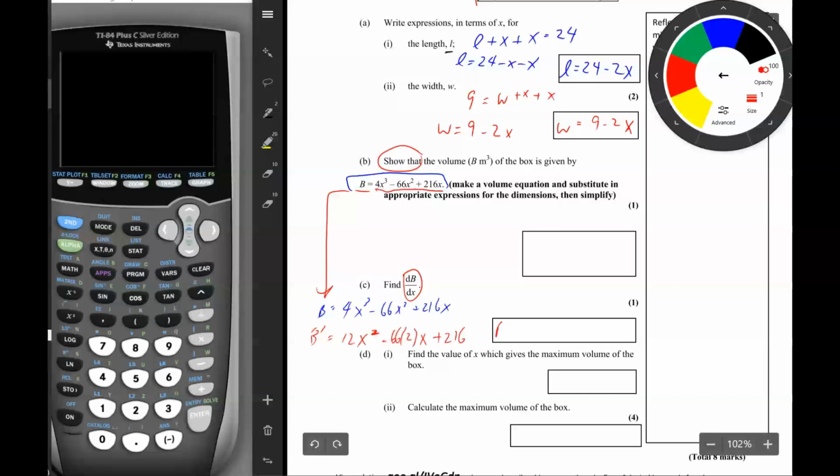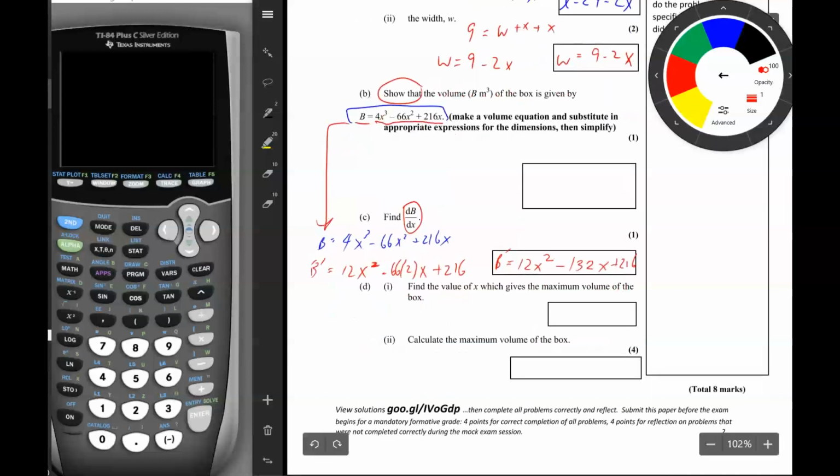And I'm going to write that in the box here. I'm going to write 12x squared minus 66 times 2 is 132x plus 216. So that's my answer for dB dx. Okay, dB dx is b dash. Last one. Find the value of x which gives the maximum volume of the box. Calculate the maximum volume of the box.